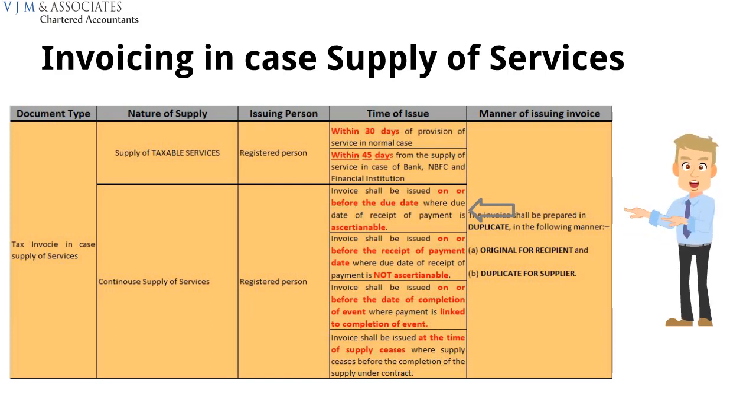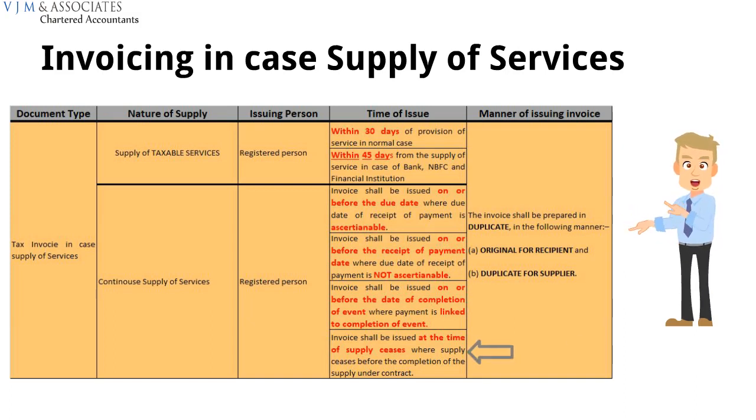The tax invoice will be issued on the due date of payment, where the due date of payment can be ascertained from the contract. However, where no due date of payment can be ascertained, the tax invoice will be issued when the recipient makes the payment. Where the payment is linked with a certain event in the contract, the tax invoice will be issued on or before the date of such event in the contract.